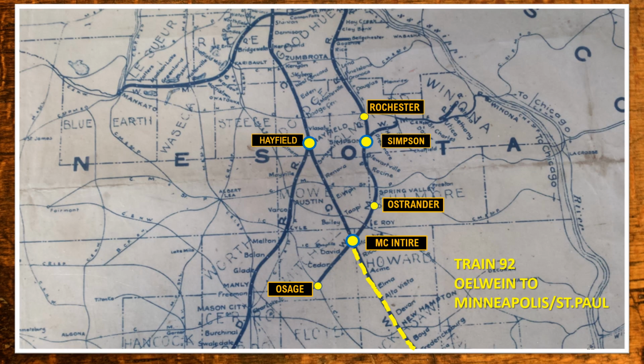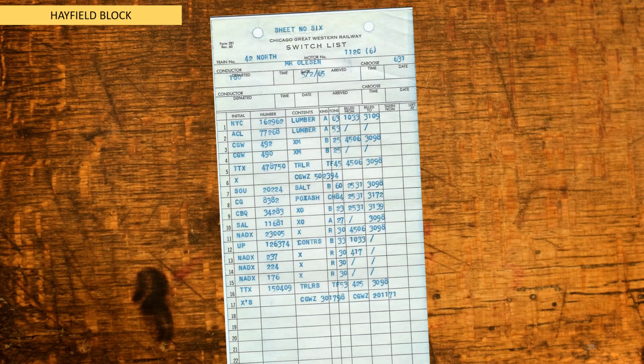So here we are at McIntyre again, and we'll leave and we'll go up to Hayfield, the next stop on the layout. And then from Hayfield, after we pick up and set out there, it's on north to Randolph and Minneapolis and St. Paul, which both Randolph and Minneapolis and St. Paul are represented by staging. So after the train leaves Hayfield, it goes into staging on the layout.